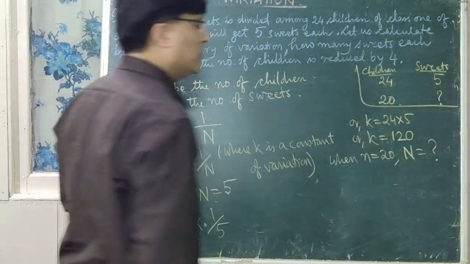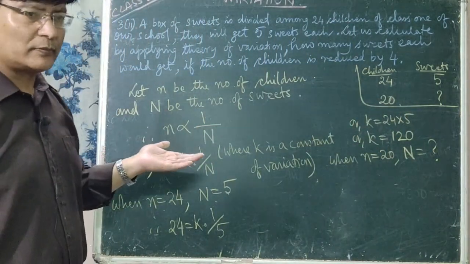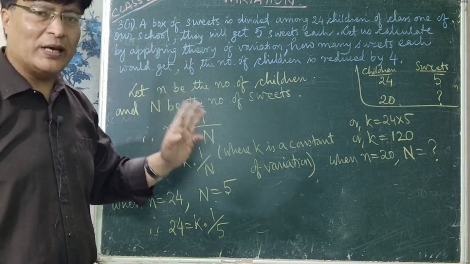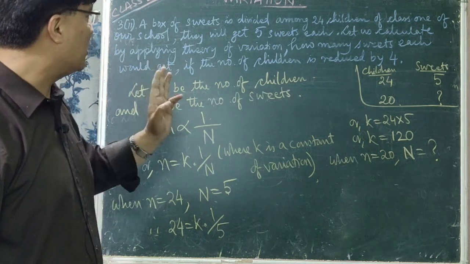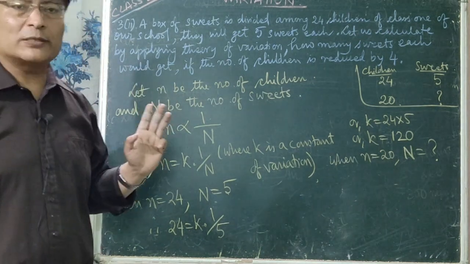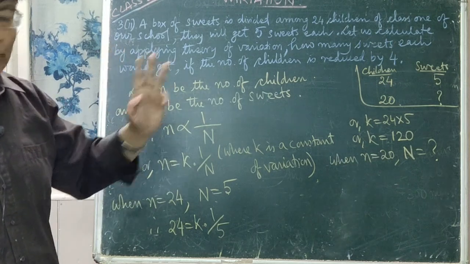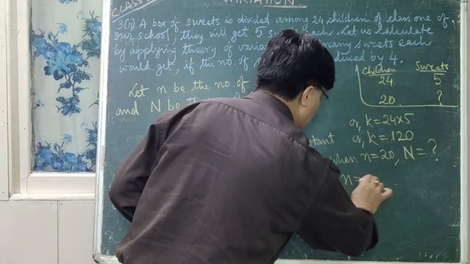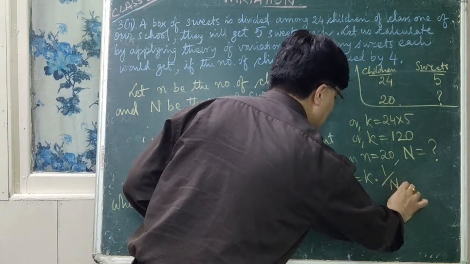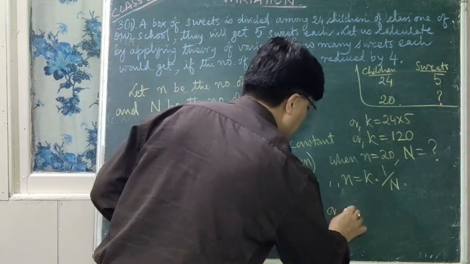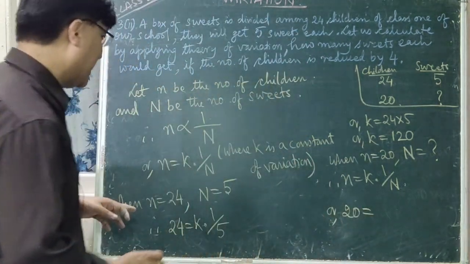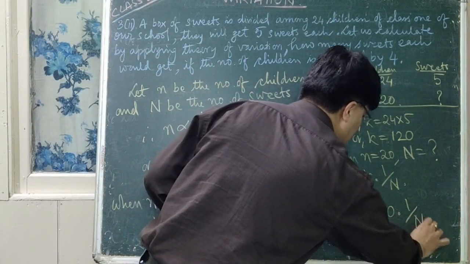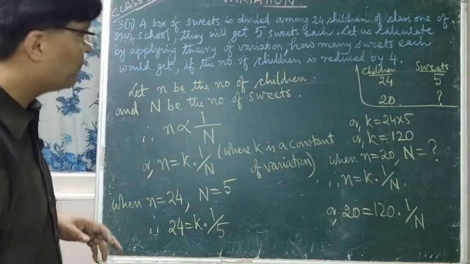Okay, now when small n is equal to 20, what is the value for capital N? When the number of children is 20, how much sweet will each child get? You have to find it. So therefore, n is equal to k into 1 upon capital N, or what is the value for small n? It is 20 is equal to, what is the value for k? K is 120 into 1 upon capital N. Is that clear to all of you?